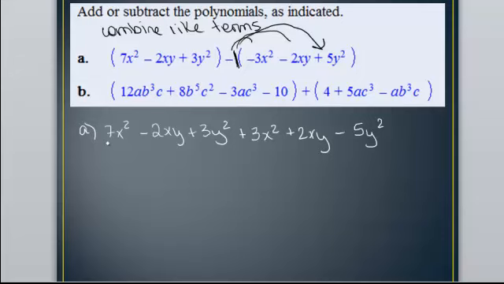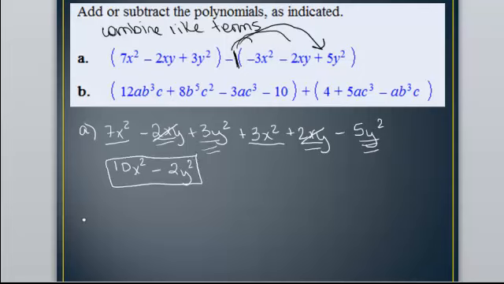Now you just go through and combine all your like terms. 7x squared is like 3x squared because their variable parts are the same. 7 plus 3 will give us 10. Then we have a negative 2xy and a positive 2xy. Well, negative 2 plus 2 is 0, so those just go away. And then we have 3y squared minus 5y squared. When you combine 3 and negative 5, you get negative 2y squared. This is the answer.